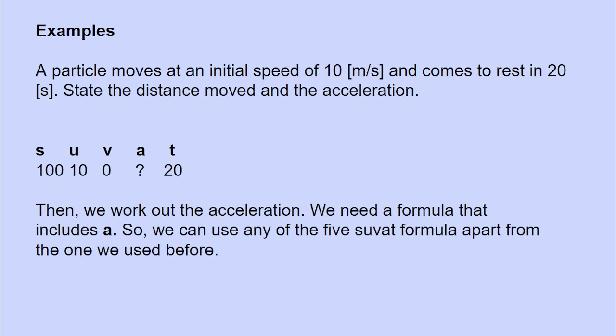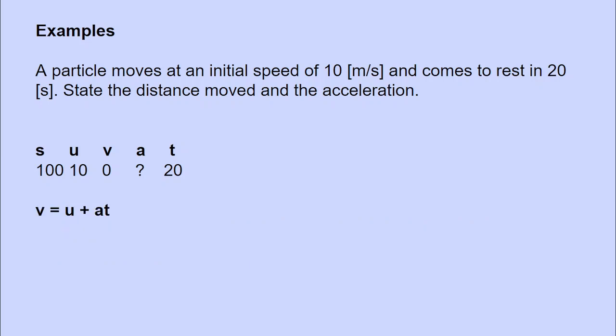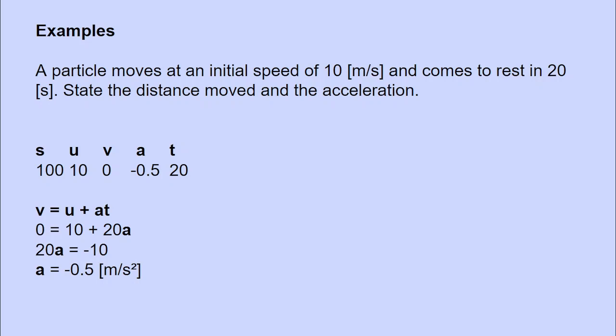Then we work out the acceleration. We need a formula that includes a, so we can use any of the 5 SUVAT formulas apart from the one we used before. We can use this nice and simple one. v equals u plus at. 0 equals 10 plus 20a. 20a equals minus 10. a equals minus 0.5 meters per second squared.